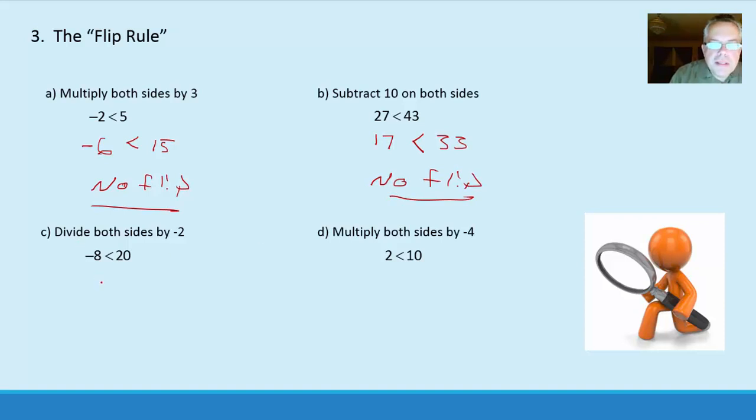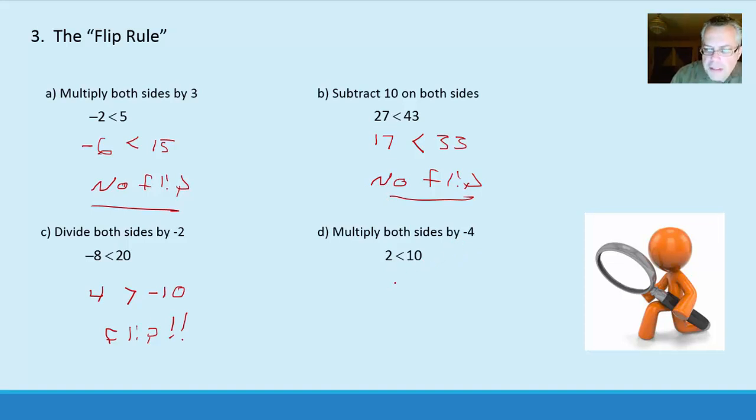This time I'm going to divide both sides by negative 2. Negative 8 divided by negative 2 is 4. 20 divided by negative 2 is negative 10. This time there was a flip. So this time the left side became greater than the right side. So we had to flip the inequality. So when we divide by a negative number, we have to remember to flip the inequality to keep it true. The same as with multiplying by a negative number.